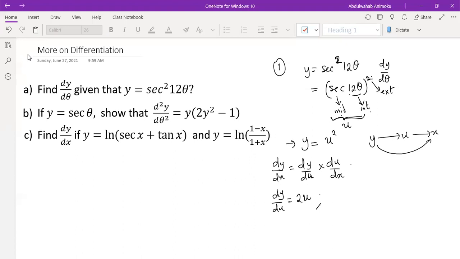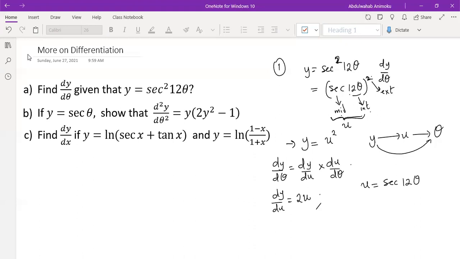Now, what is difficult is to find du dx. Remember, your u is secant 12 theta. Oh, sorry. This is not x. This is theta. So we have to rewrite this. This is not dy dx, we are talking about dy d theta. So you're going to go from y to theta, and we have to go through u: du d theta. So the problem is we need to find du d theta.